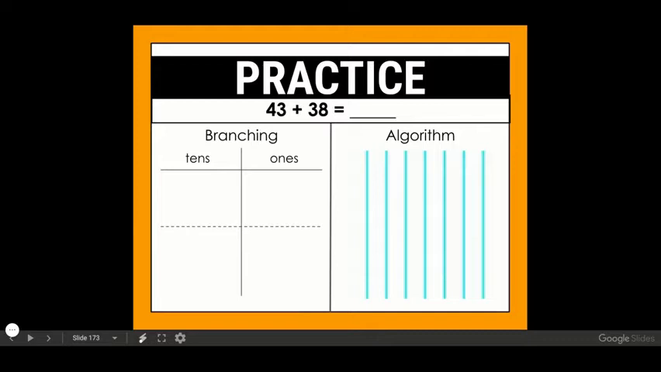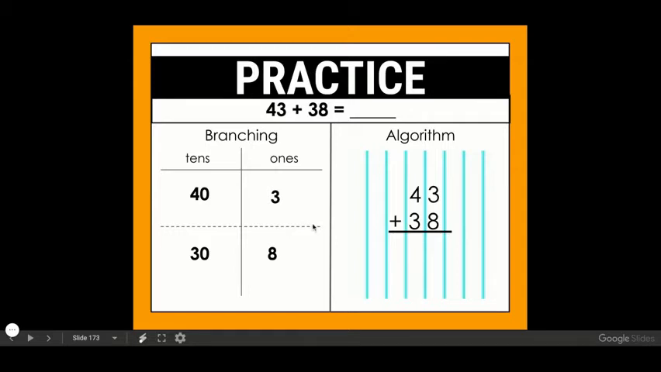Our first problem is going to be 43 plus 38. So let's first set up our two problems. With branching, remember we first set up our two add-ins. So 43 is 40 and 3. 38 is going to be 30 and 8. And then for algorithm, I like to turn my paper sideways and use those columns. So I'm going to line up 43 and 38, my ones and my tens. Let's come back over to branching and let's start in our ones.